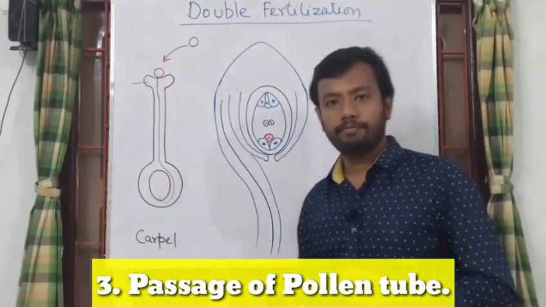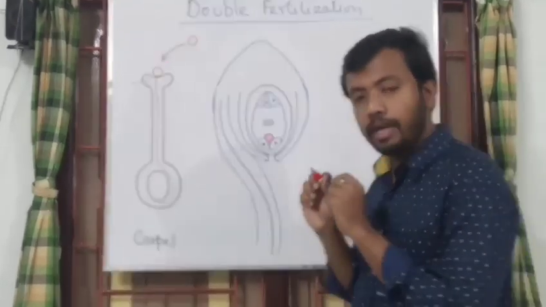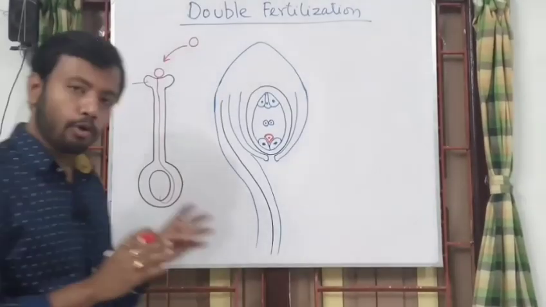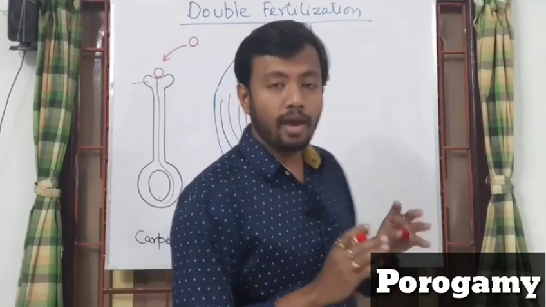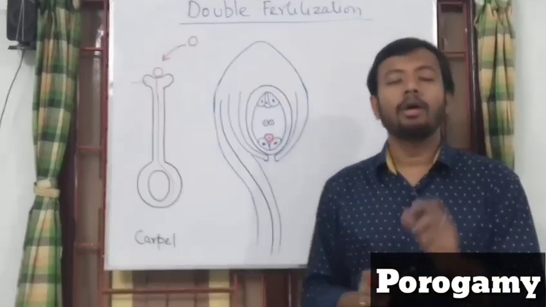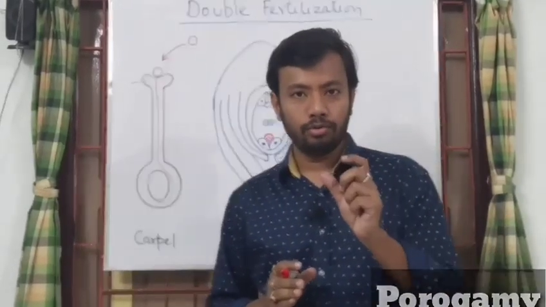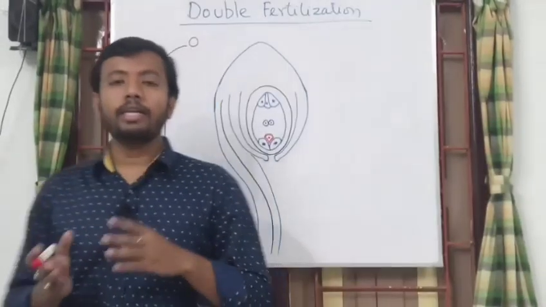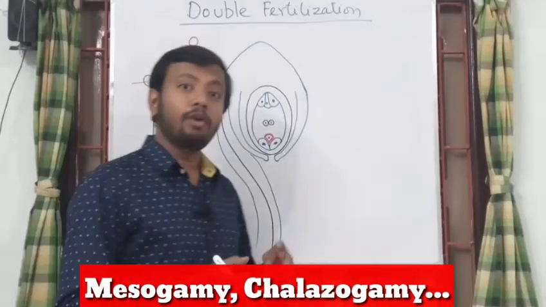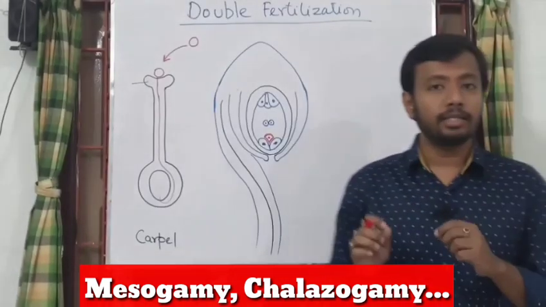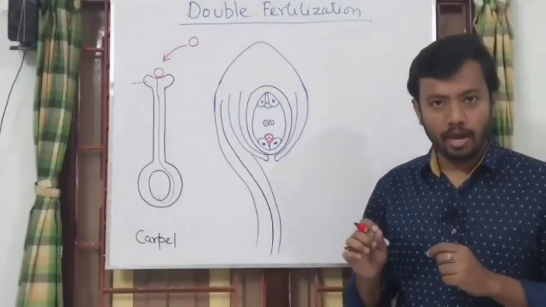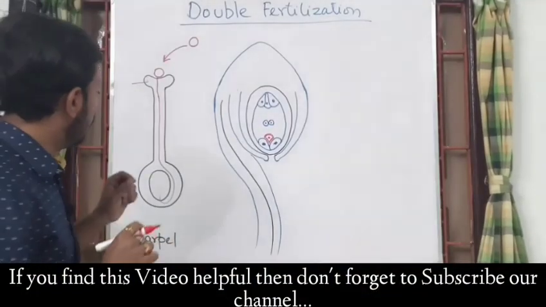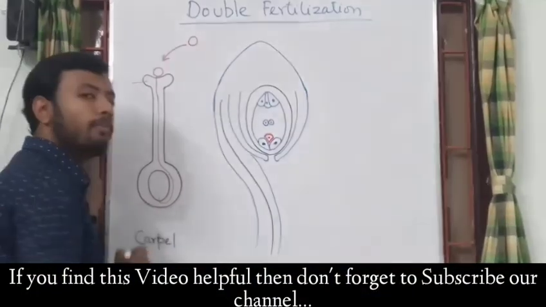into the ovary. Generally, the pollen tube reaches the ovule by the process known as porogamy, where it enters the ovule by the micropylar pore. But in some other plants, processes known as mesogamy and chalazogamy are also found. But today we will discuss porogamy only, where the pollen tube enters the ovule through the micropylar end.